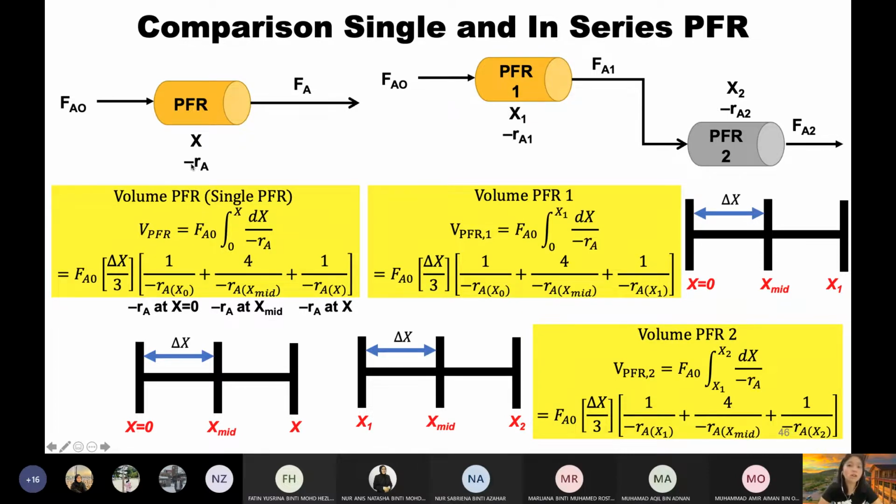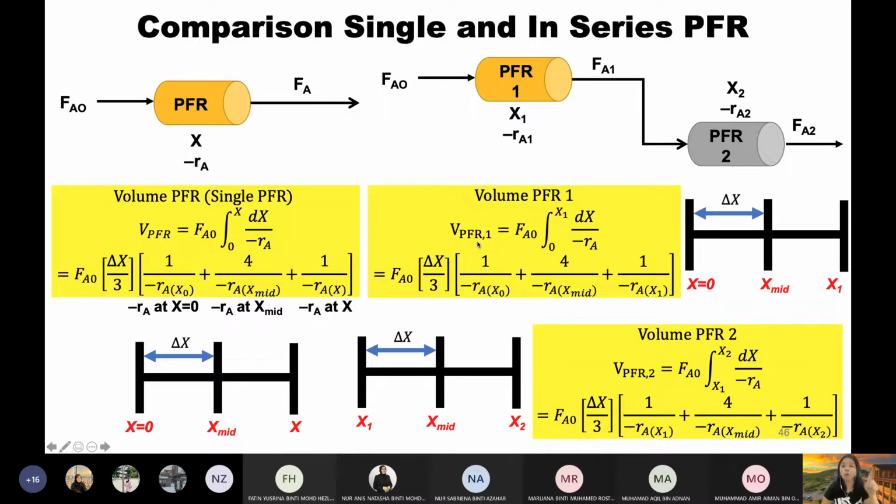Dalam first reactor, dia convert daripada 0 kepada X1. Kalau tadi single 0 to X, right? But now, dalam reaktor berseries, sama konsep. You have to differentiate. X ni ada banyak: X1, X2, X3, X4. So kalau reaktor pertama daripada 0 to X1, kamu kena specify 0 to X1. So formula dia menjadi volume PFR first. So bila kamu nak kira volume bersiri ni, kamu kena tengok kamu kira reaktor pertama ke, reaktor kedua ke, so on and so forth. You have to specify in your calculation.